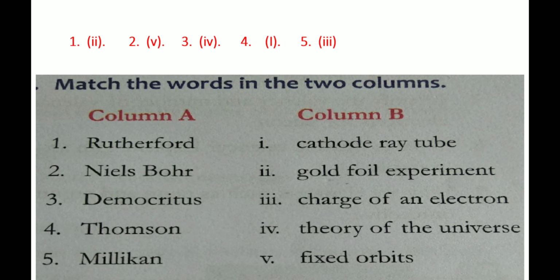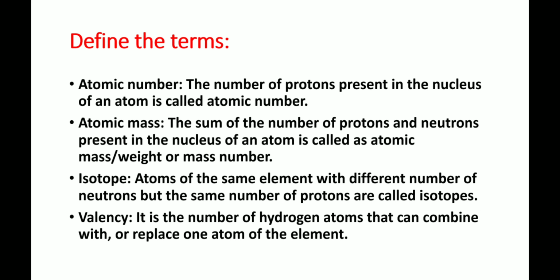Now match the words in the two columns, column A and column B. The first of column A, that is Rutherford, matches with the second option of column B, that is the Rutherford gold foil experiment. Next, Niels Bohr, fixed orbits. Democritus, theory of the universe. Thomson, cathode ray tube. Millikan, charge of an electron.